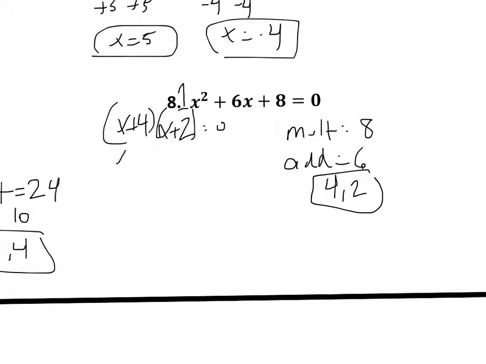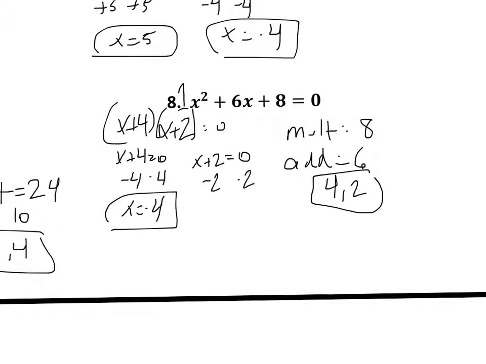Now we can use our zero product property. x plus 4 equals 0, x plus 2 equals 0. Subtract 4, x equals negative 4. And subtract 2, x equals negative 2.